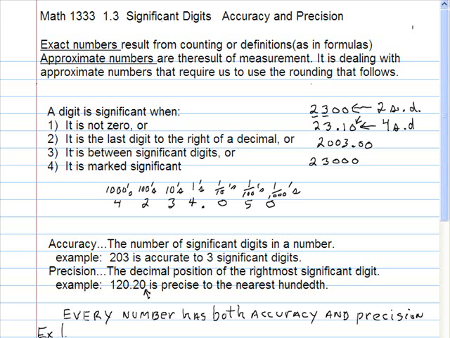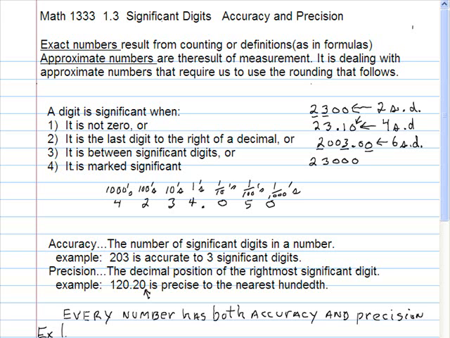A digit is also significant if it's located between 2 significant digits. So take a look at my third example. In my third example, the 2 and the 3 are significant because they're not 0. This last 0 is significant because it's the last digit to the right of the decimal. All of the other zeros are between these significant digits. So this number would have 6 significant digits. All of the digits are significant.